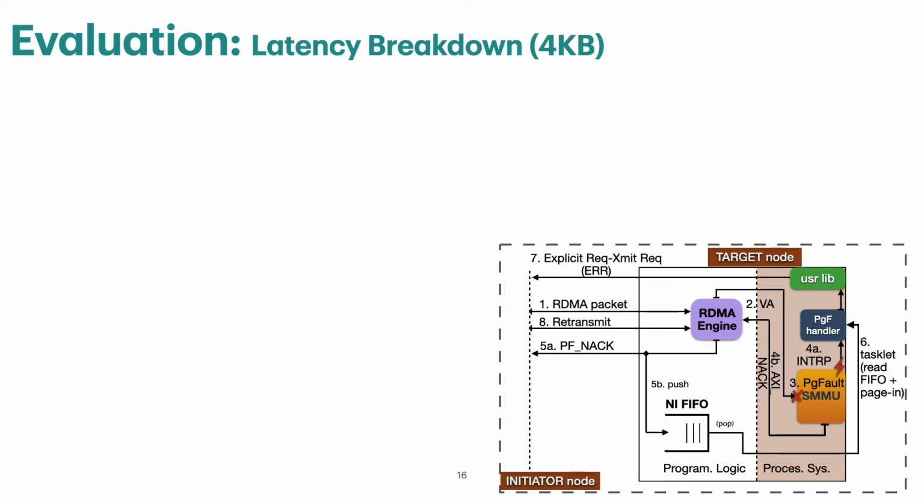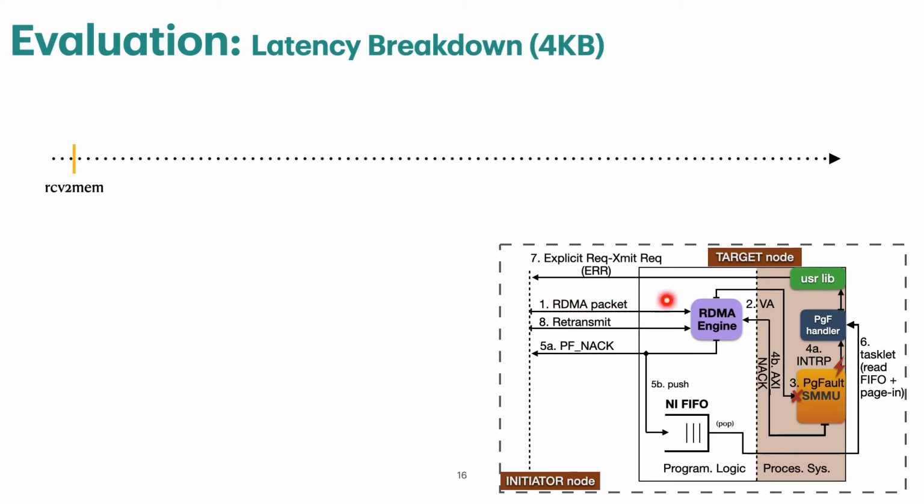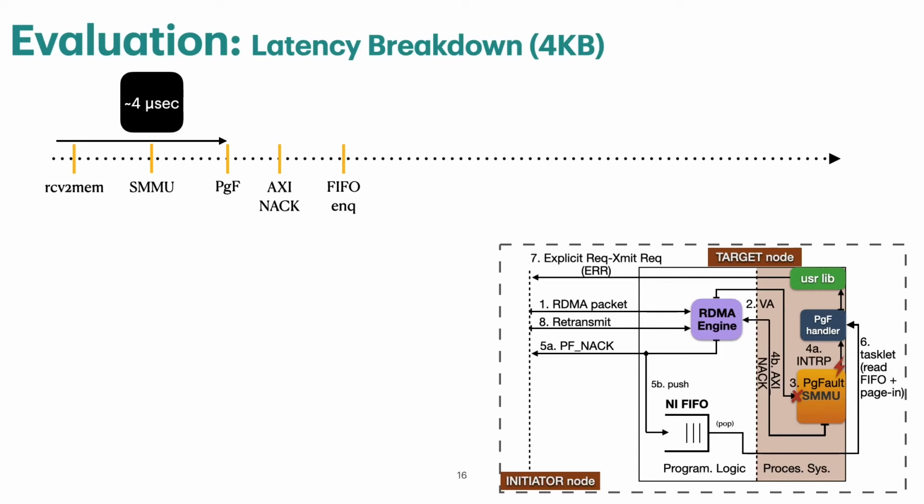Now we're going to see the latency breakdown of 4 kilobyte transfers that exhibit a page fault, and to help the audience, we also give here the schematic that we described before. So first, a packet arrives at the receiver and goes to the memory. First we go through the SMMU to be translated. It will exhibit a page fault. This takes approximately 4 microseconds. It will generate an access negative acknowledgement as we saw here, and then we will enqueue in the FIFO the corresponding information. At some point, the page fault handler will be invoked to schedule the tasklet that will page in the necessary pages. This takes approximately 1 microsecond.